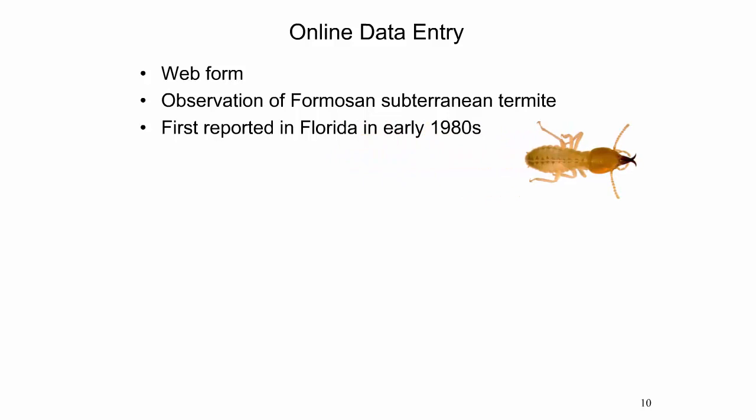As an example, we use an observation of the Formosan subterranean termite. It has a scientific name, Coptotermes formosanus Shiraki. The Formosan subterranean termite is probably endemic to southern China. It was first reported in Florida in the early 1980s in Lauderdale, Broward County. It is one of the most destructive termite species in the world today.